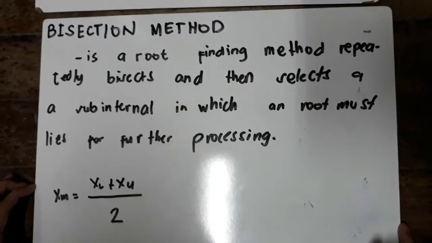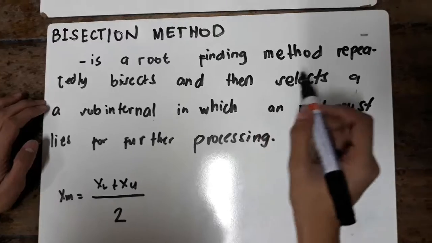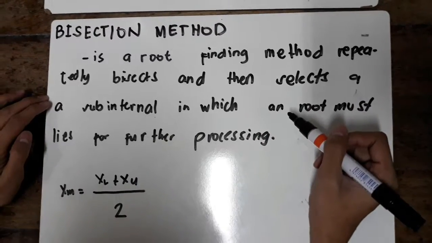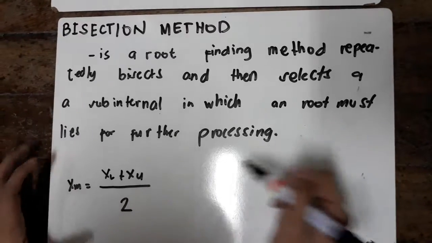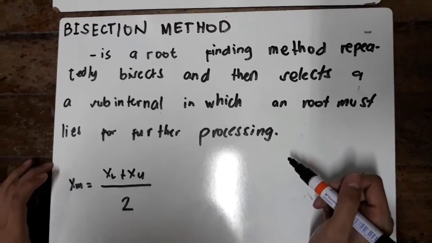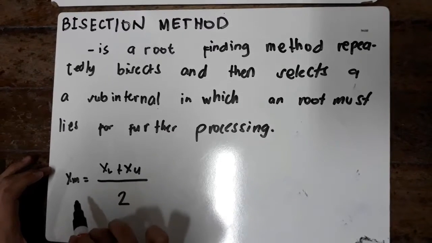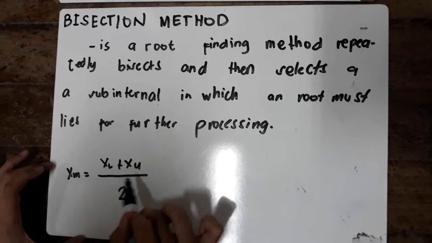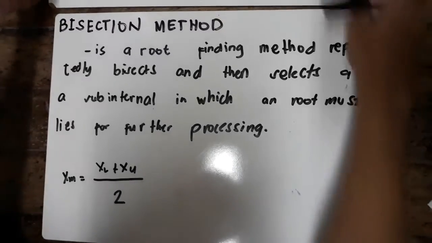So today our topic is the bisection method. The bisection method is a root-finding method that repeatedly bisects an interval and then selects a subinterval in which a root must lie for further processing. In bisection, the formula for finding the root is x sub m equals x sub l plus x sub u over 2. So let's have an example.